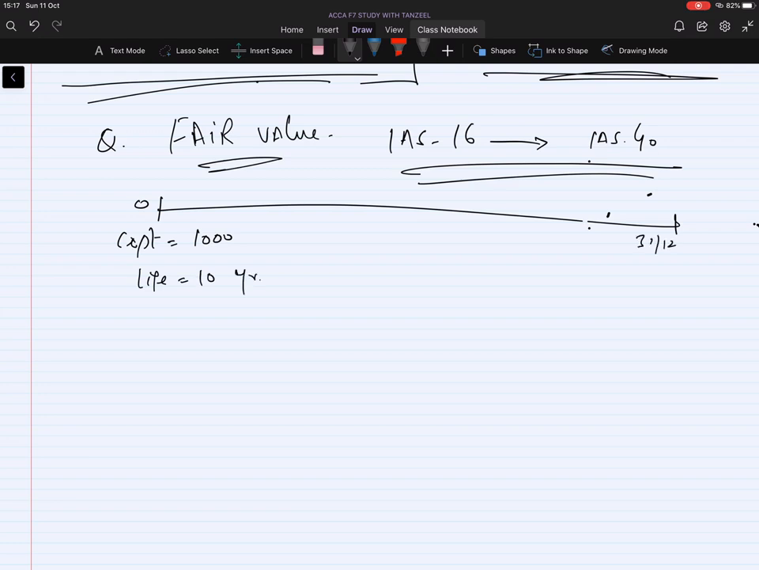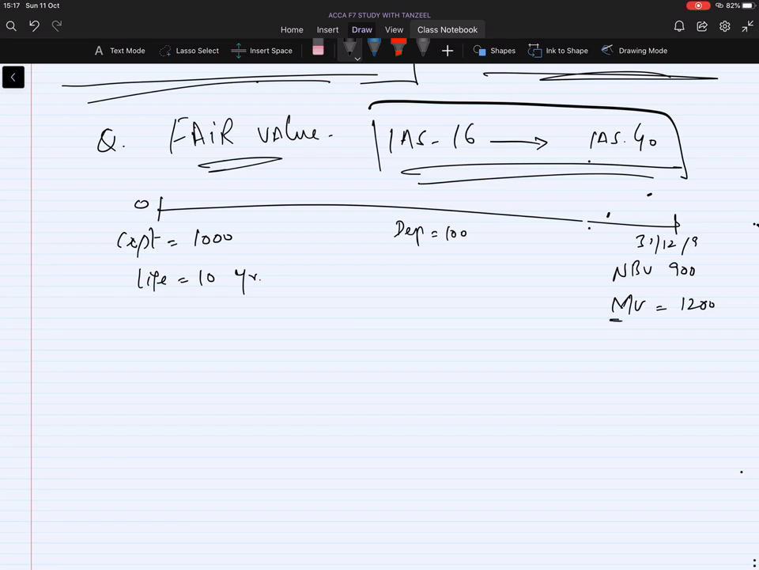life 10 years. On 31st December X9, after depreciation of 100 as we have calculated before, the net book value will be 900. But if the market value increases to 1200, the net book value is 900 but the market value is showing 1200. Previously we were using IAS 16, so we will revalue the property within IAS 16 before changing to IAS 40. All the changes go to revaluation reserve, revalued by 300.